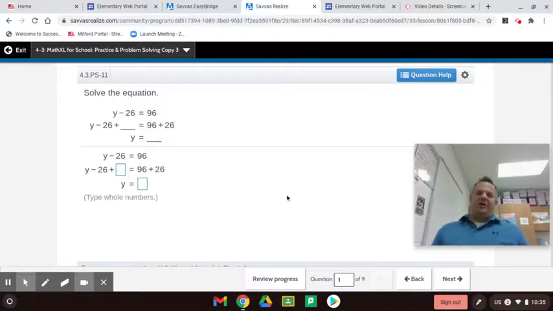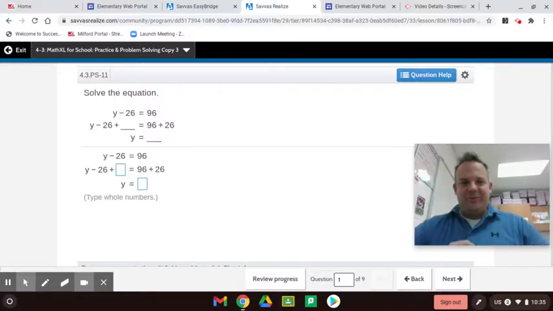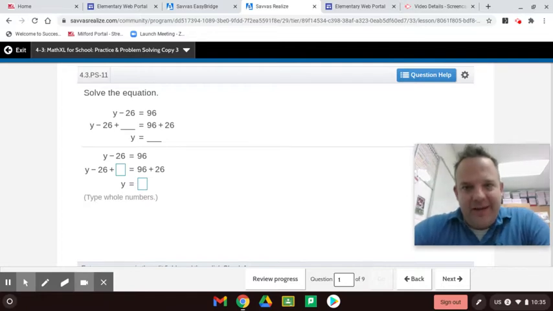Algebra. We're going to be learning all about how to write and solve addition and subtraction equations.